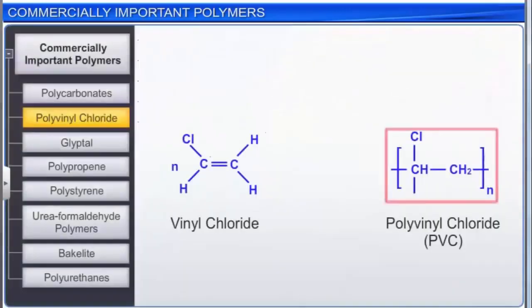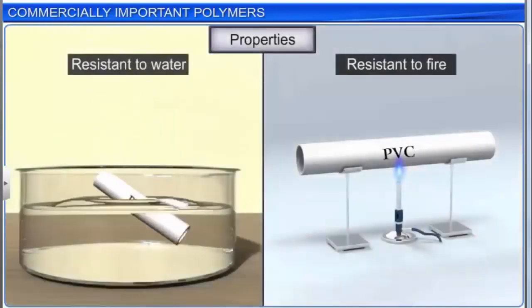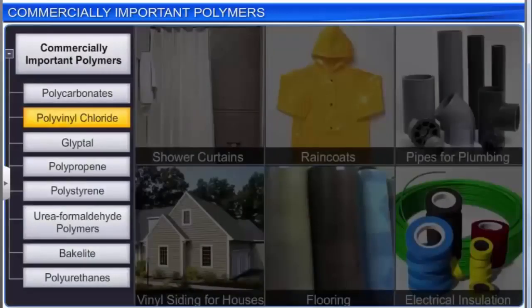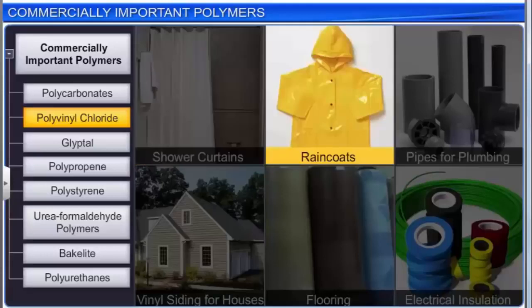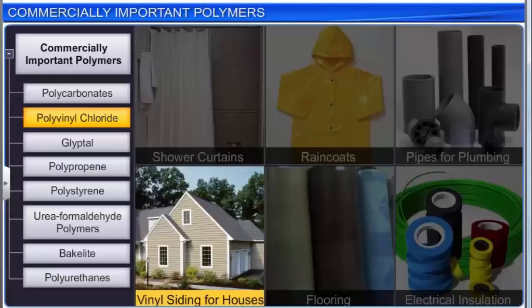Polyvinyl chloride, or PVC, is obtained from the free radical polymerization of vinyl chloride, as shown here. PVC is resistant to water and fire. It is used to make shower curtains, raincoats, pipes for plumbing, vinyl siding for houses, flooring, and electrical insulation.